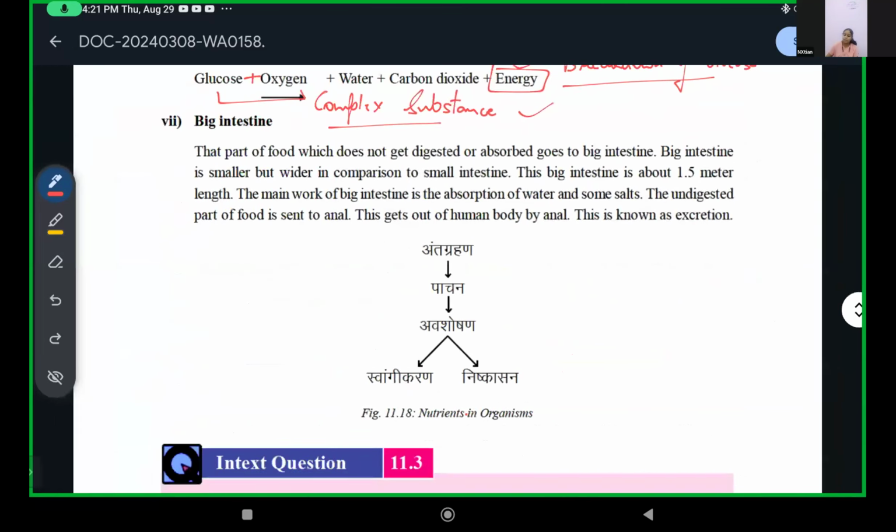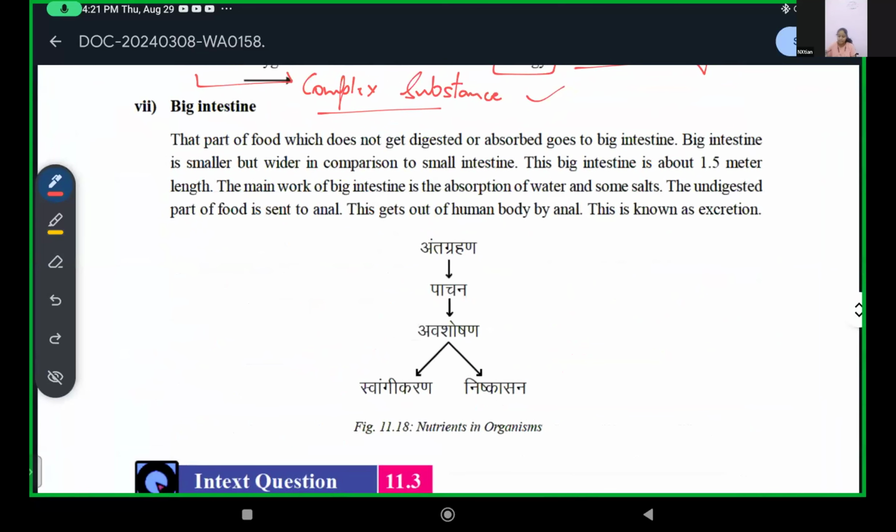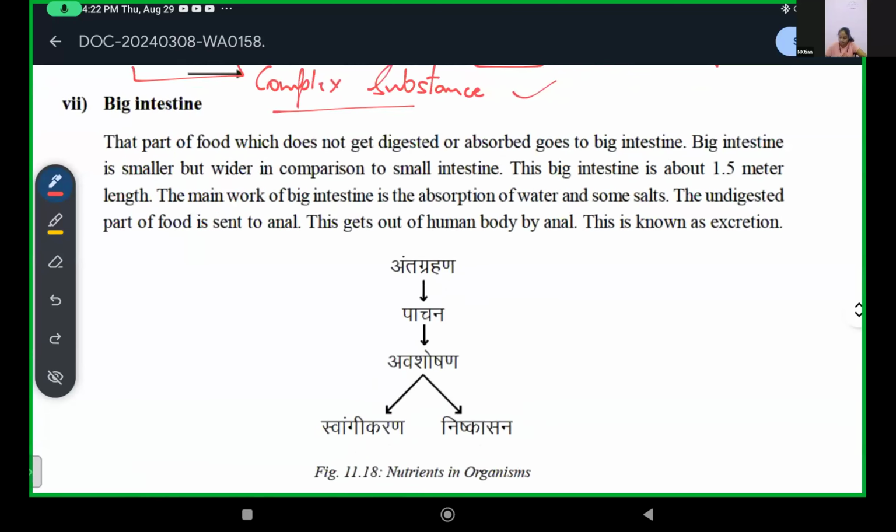Then the last one is the big intestine. That part of food which does not get digested or absorbed goes to the big intestine. The absorption process ends in the small intestine. Now, what happens with the food which is not absorbed or not digested? That food which is neither digested nor absorbed goes to the large intestine.